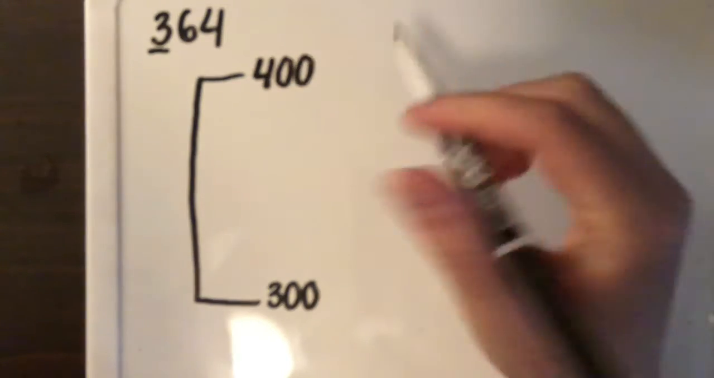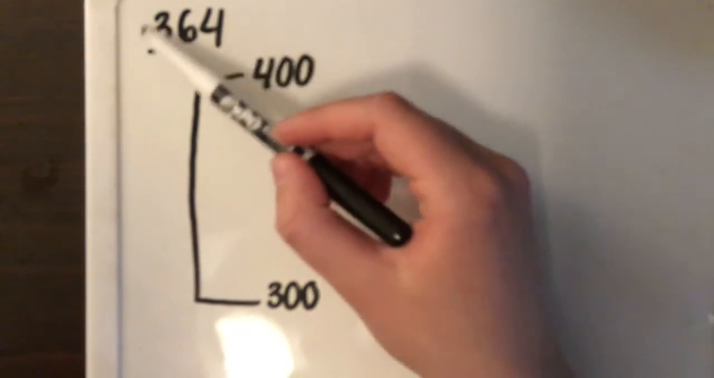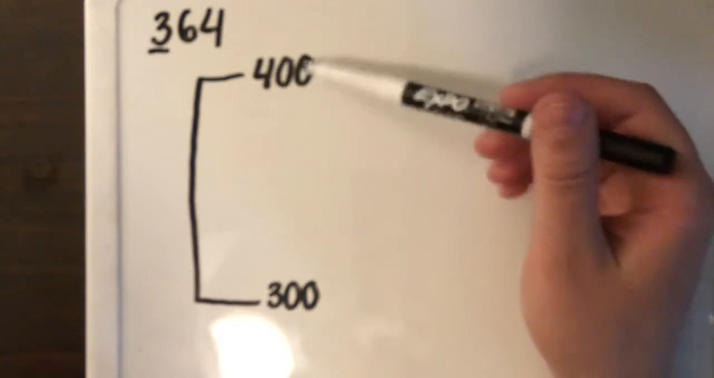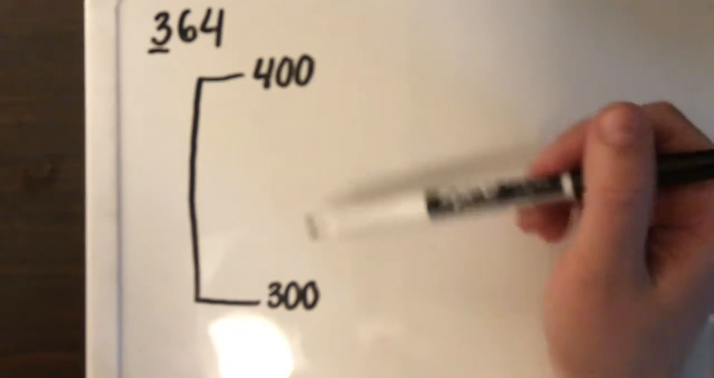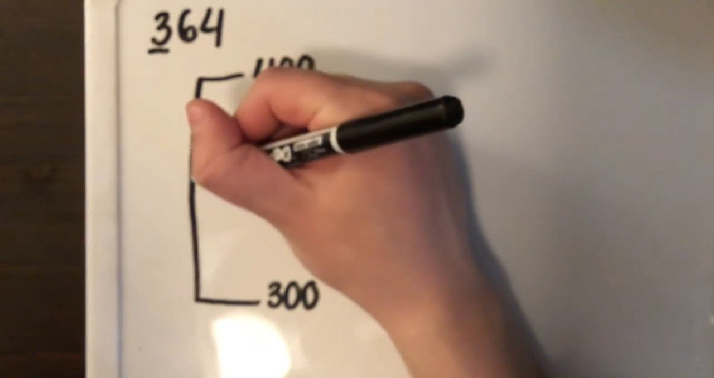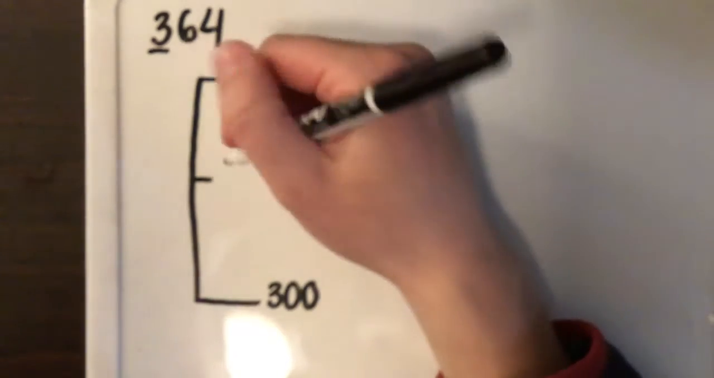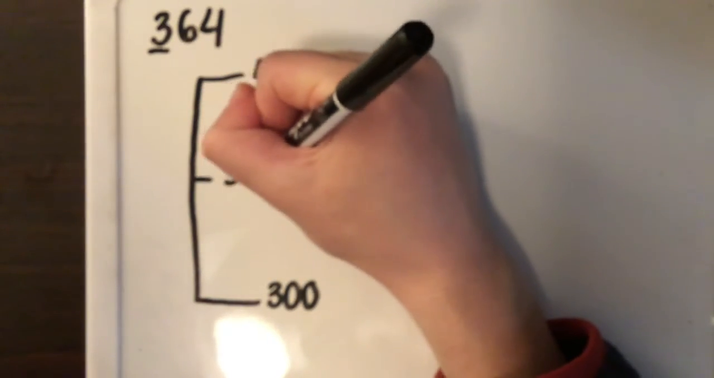Now, if you're not sure if you're correct with your hundreds, think about this number. Would it fit in between these two hundreds? If it does, then you're in the right spot. I also have to put my midway point, but this time I'm thinking about the midway point between 300 and 400, which would be 350.